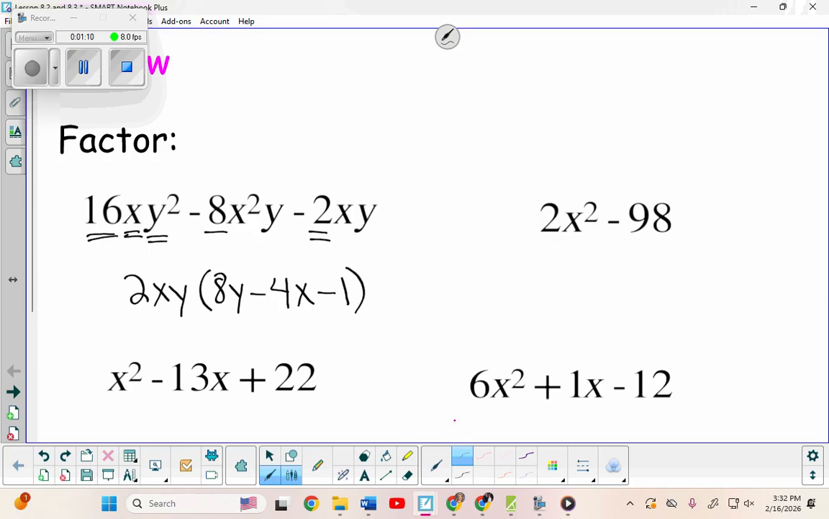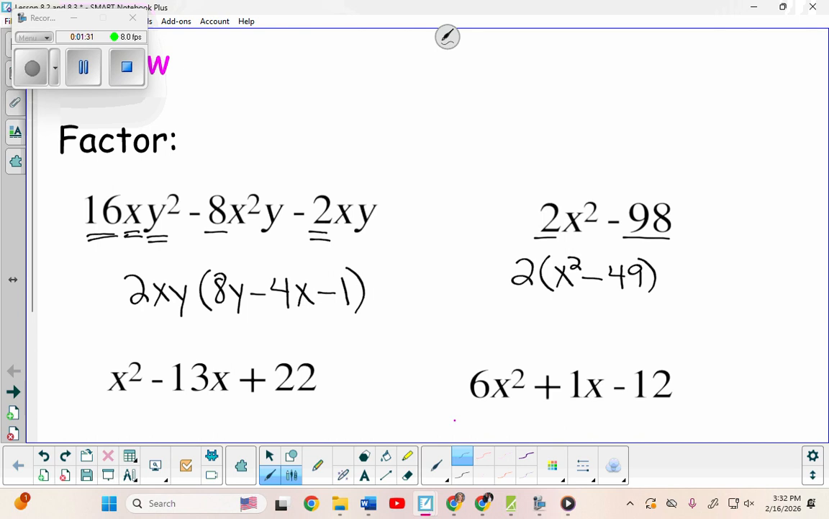In the next term, we're going to factor this. We can divide a 2 out of both parts, but we can't take an x out because the second one doesn't have an x. So we're going to factor out a 2. So 2 divided by 2 is 1, and then we would have x squared. 98 divided by 2 is 49.